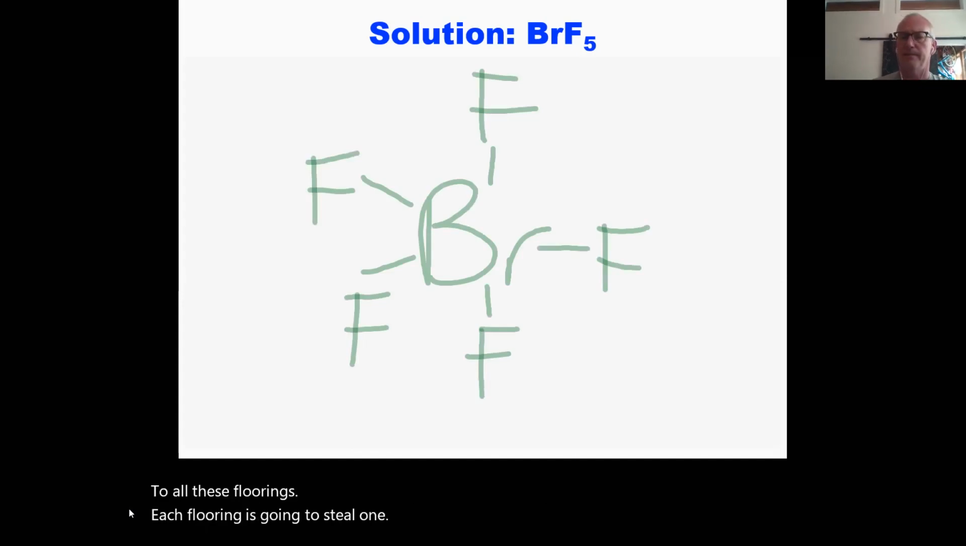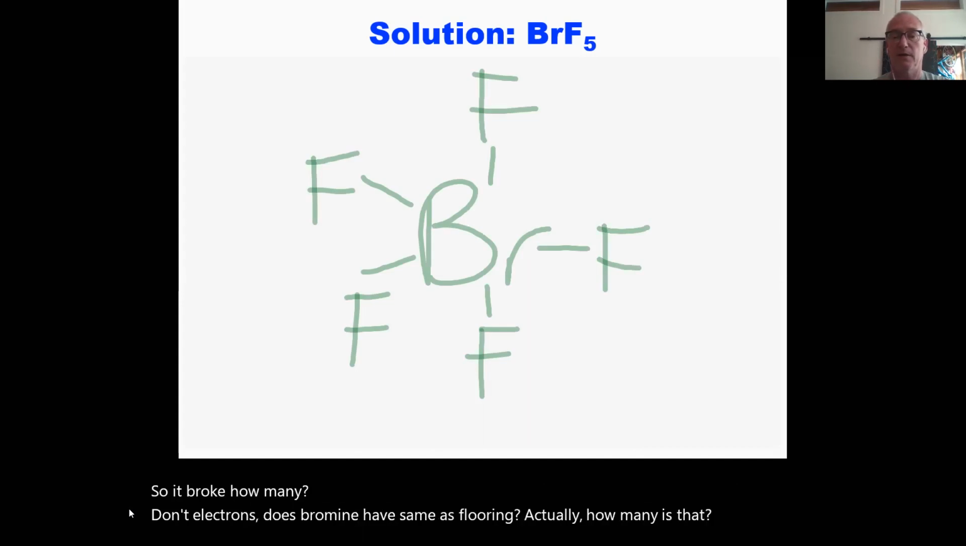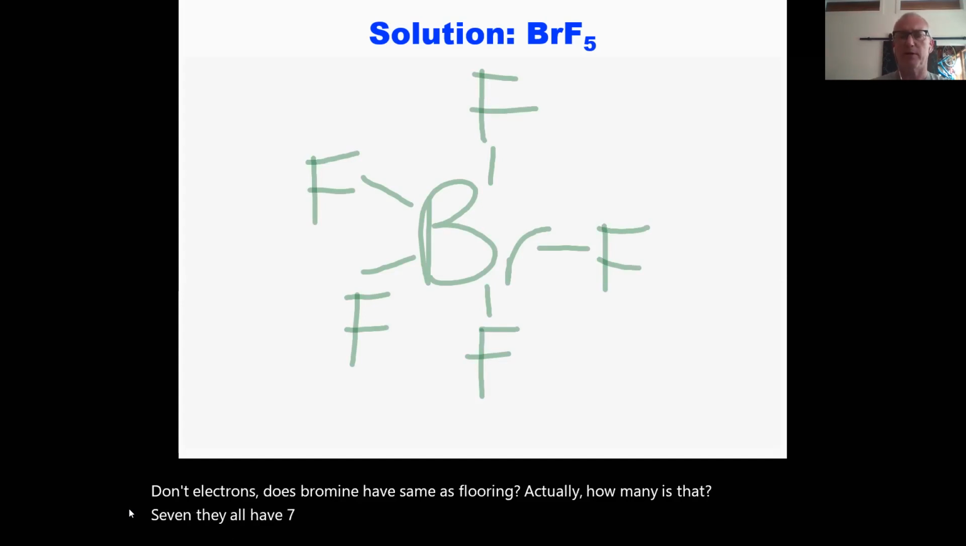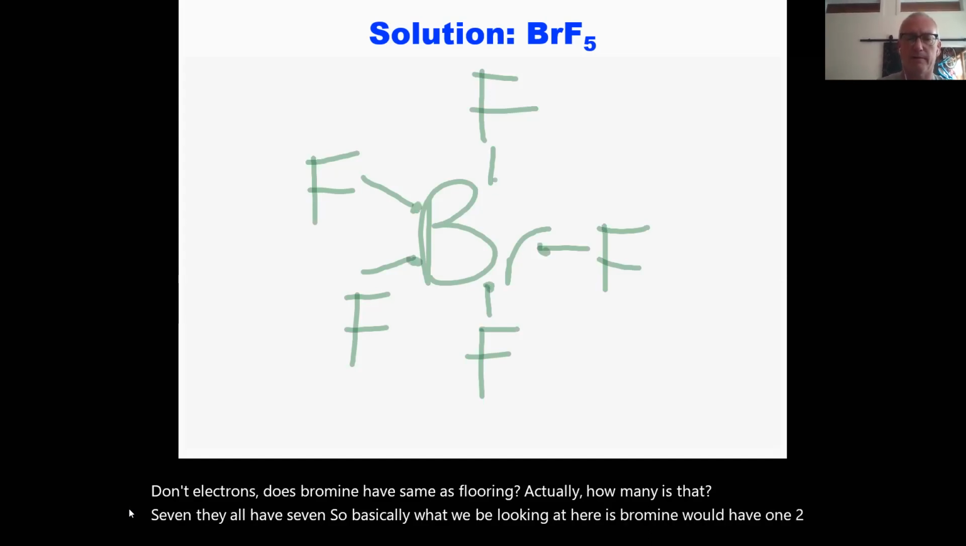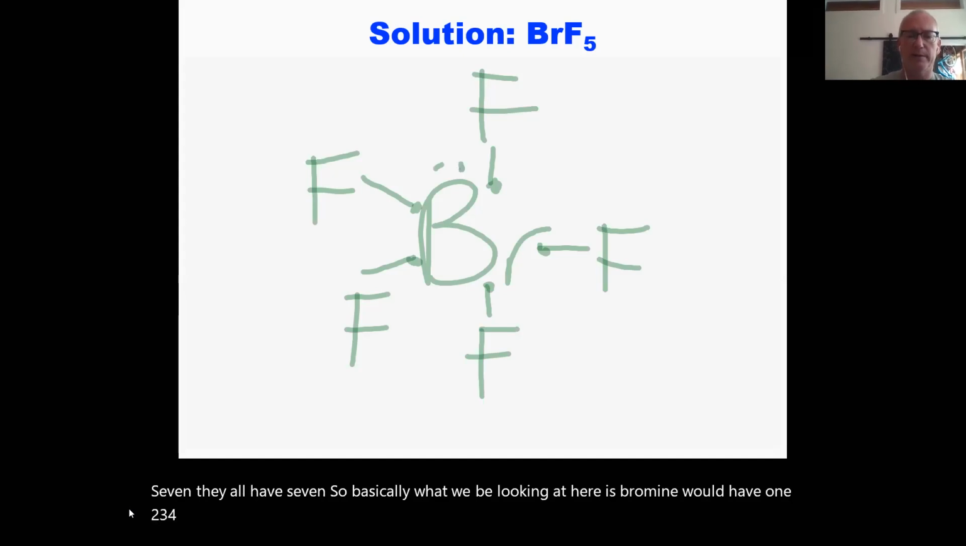So, how many valence electrons does bromine have? Same as fluorine, actually. How many is that? 7. They all have 7. So basically, what we'd be looking at here is bromine would have 1, 2, 3, 4, 5, lone pair, 6, 7. So that would be the structure.